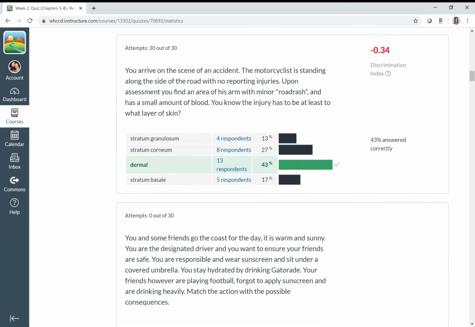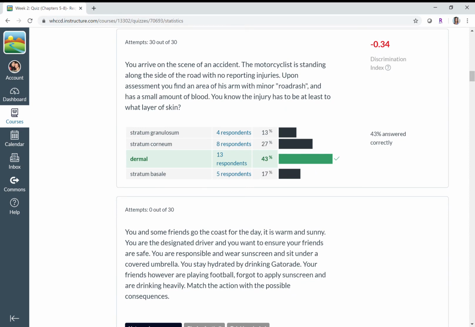The first one is this one. You arrive on the scene of an accident. The motorcyclist is standing along the side of the road with no reported injuries. Upon assessment, you find an area on his arm with minor quote-unquote road rash and a small amount of blood. That's the key there. You know the injury has to be at least to what layer of skin. And I just talked about it in that previous quiz, how epithelial tissue is avascular. We talked about the different layers of skin. We've got the hypodermis, dermis, and epidermis. Hypodermis being that really low layer next to the muscle, it's got some fat in it.